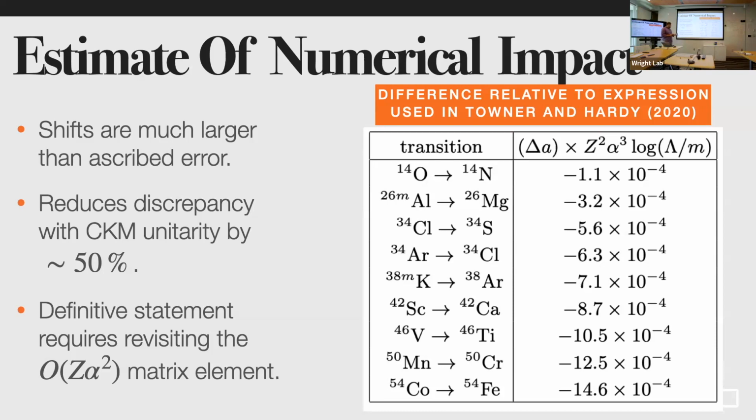The definitive statement requires this order Z alpha squared matrix element, and this is definitive only for exactly what the outer radiative corrections are. There are other pieces of the puzzle for the CKM unitarity that need to be put in place.